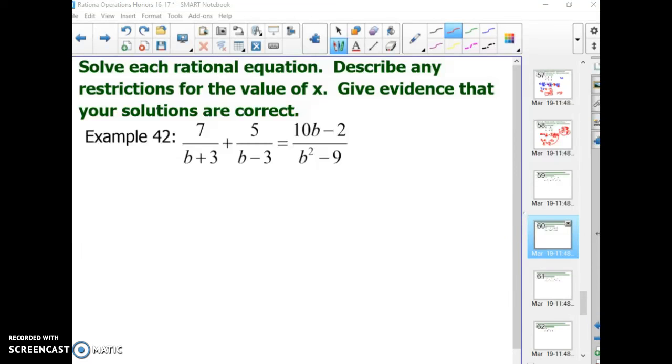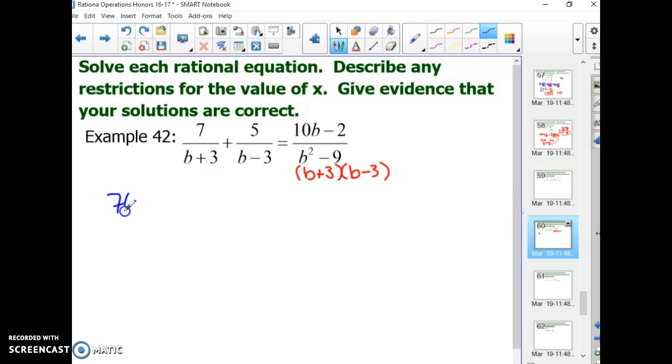Alright, so I have this big old equation I've got to solve. First things first, common denominator. B plus 3, B minus 3. So I get this B plus 3 when this factors into it, and a B minus 3. So I know my common denominator is going to be B plus 3, B minus 3. So I'm just going to go through and we're going to set ourselves up.